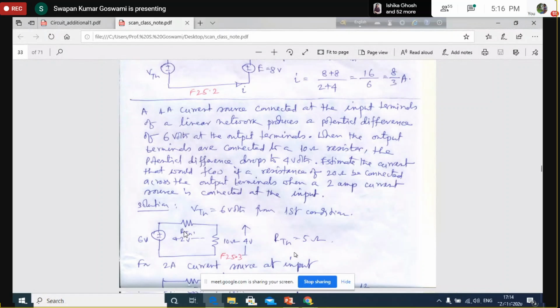2 volt, because the total voltage was 6 volts. 4 volt is dropped here. That means the remaining voltage is dropped across the internal resistance. So across 10 ohm, if the drop is 4 volt, 2 volt will drop across 5 ohms. That's why Thevenin impedance is 5 ohm. Is it clear? Why Thevenin impedance is written to be 5 ohms?